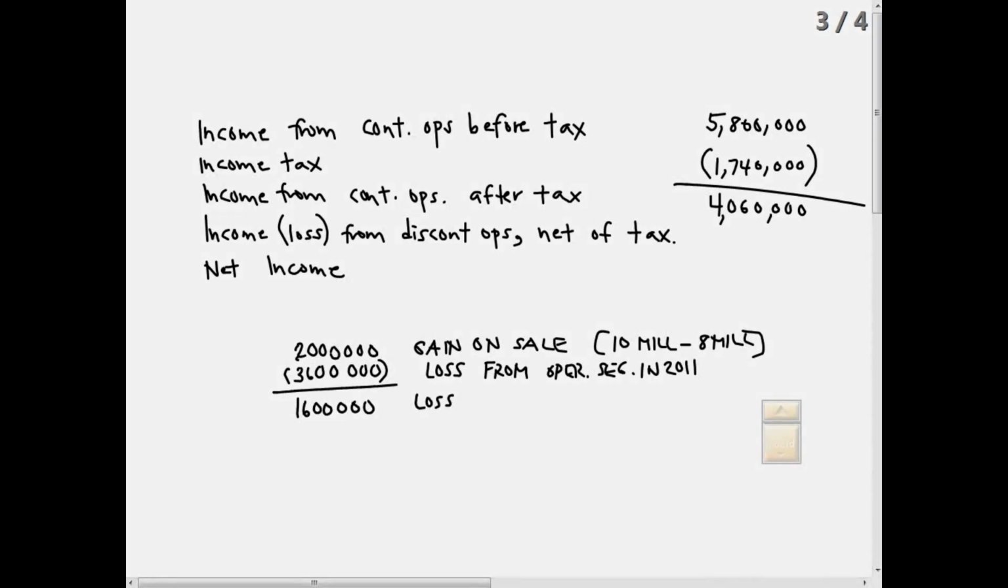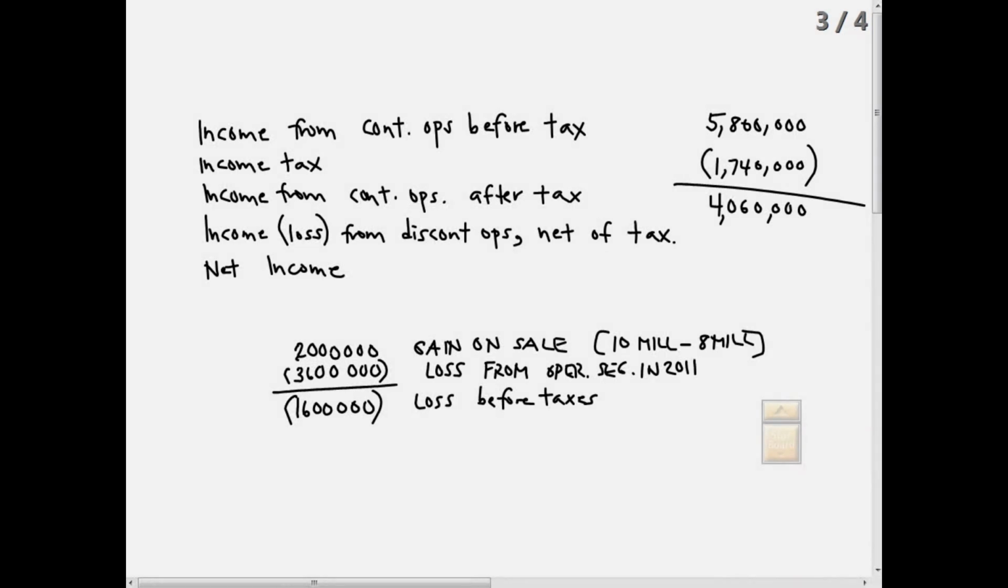Is this before or after taxes? It's all before taxes. Okay, so 1.6 before taxes. What would the tax be on this? $480. Is it plus taxes or minus taxes?